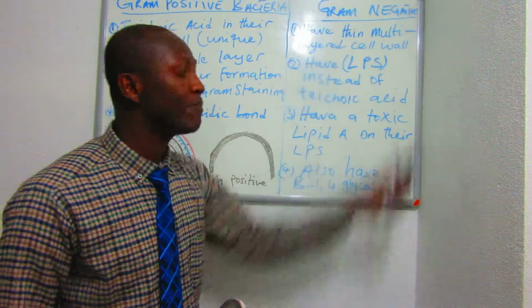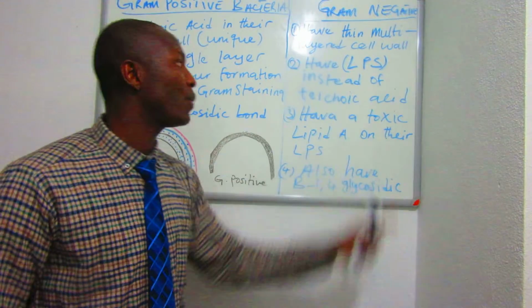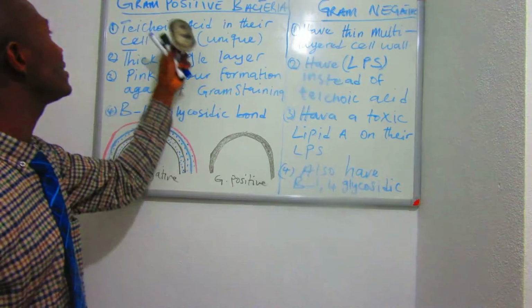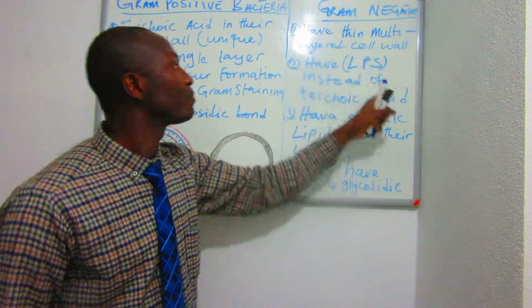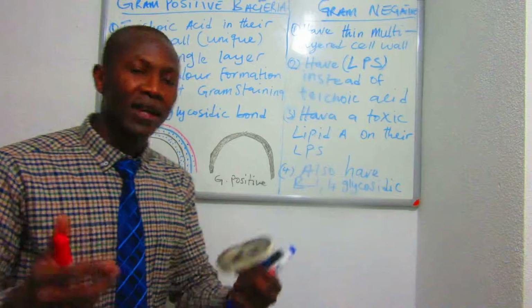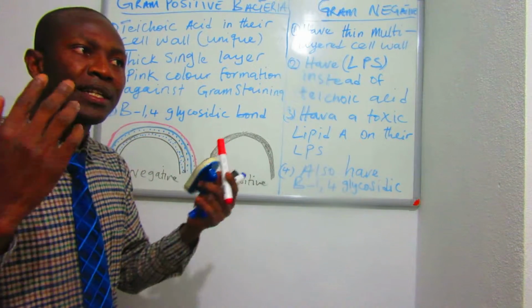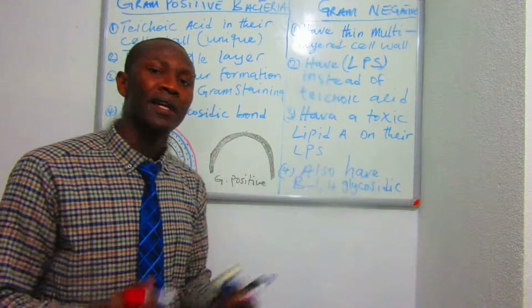Whereas in the gram-negative bacteria, on their cell wall, they have LPS, which stands for lipopolysaccharide. Instead of having these teichoic acids, the gram-negative bacteria have lipopolysaccharide on their cell wall. After that, let's look at the nature of their cell wall. Is it multi-layered? Is it single layer?